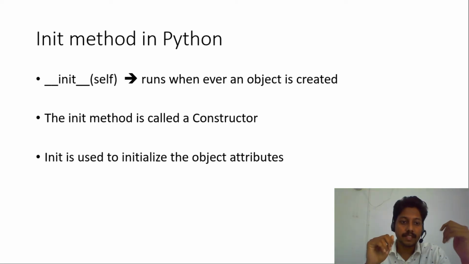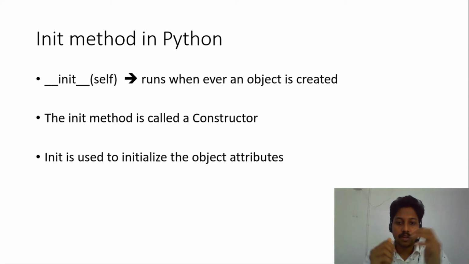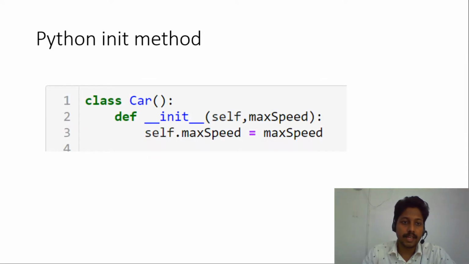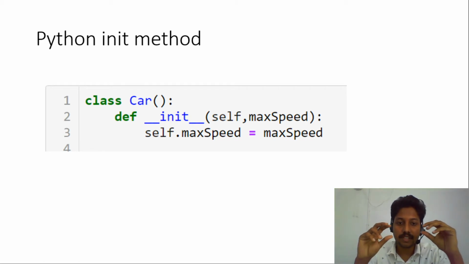So the next point is init method is called a constructor. We already know init is used to initialize the object attribute. Okay, now let's see an example for that. Okay, you can see the screen. First, we have created a class named car. Then we have given the first initial constructor and it is called init.